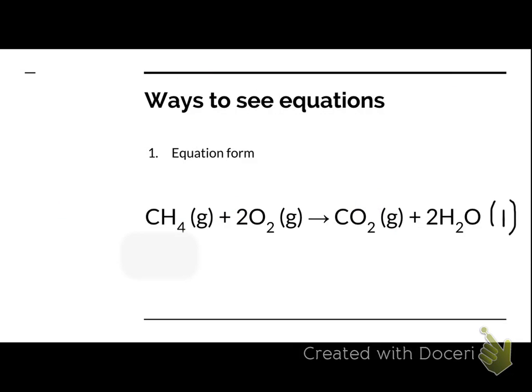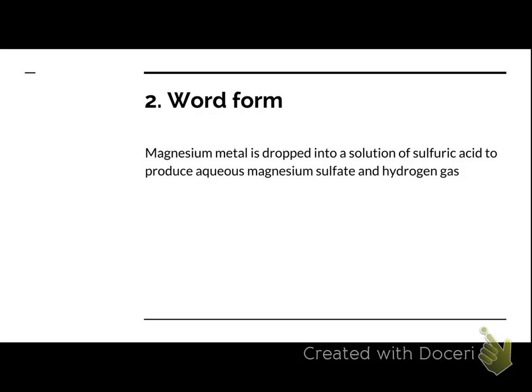So ways that you're going to see the equations. You could see it in equation form. It's already written out for you. So we have methane gas plus oxygen gives you carbon dioxide gas plus water. That's one way. Another way is you'll see equations written in word form. Magnesium metal is dropped into a solution of sulfuric acid to produce aqueous magnesium sulfate and hydrogen gas. That sounds like a lot, and we're going to go over how to write this out in another video.